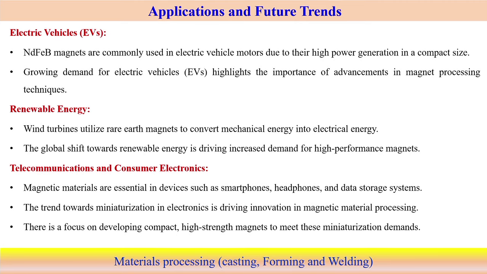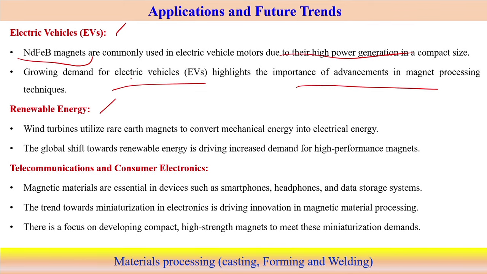Now, on applications of magnetic materials and the future trend, we can see lots of applications in electric vehicles. NdFeB magnets are commonly used in electric vehicles, because high power generation is possible and the magnetic properties can be induced in a very compact form of the material. But the growing demand for electric vehicles drives advancements in magnetic processing techniques, so that optimum magnetic materials can be achieved by improving the processing technologies.